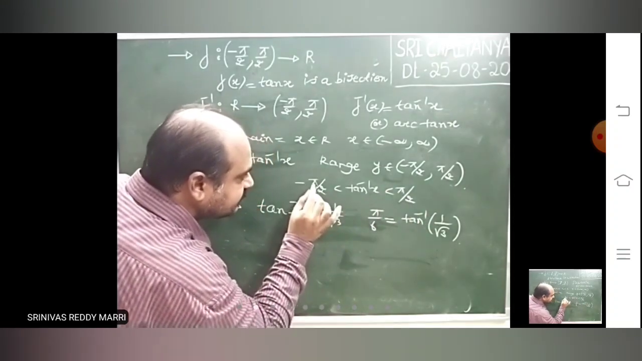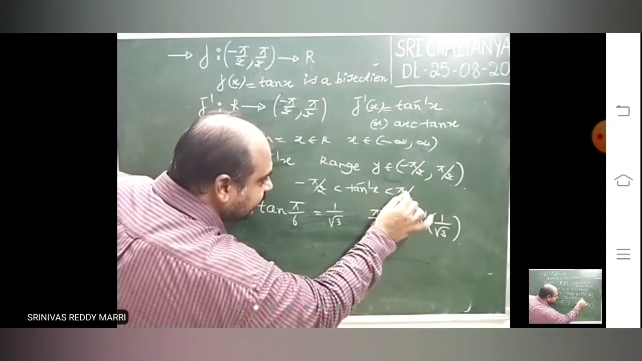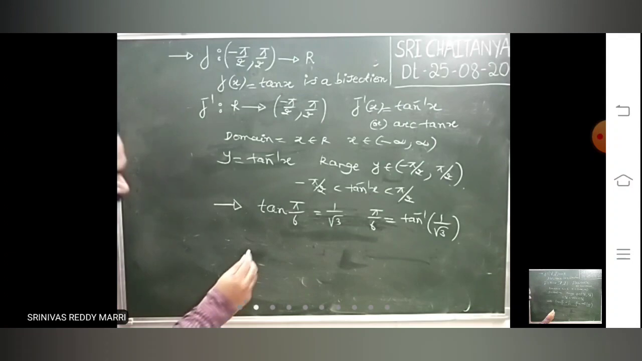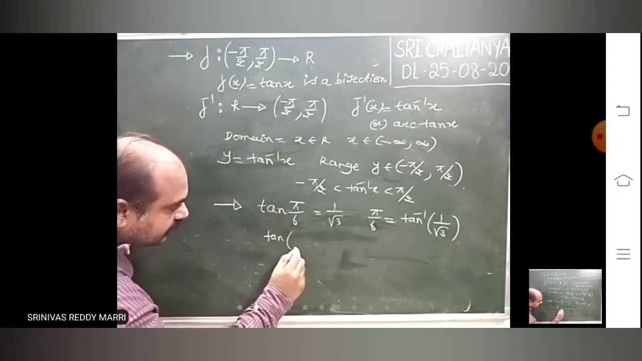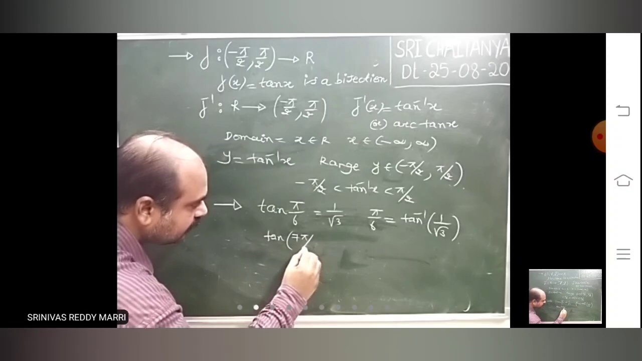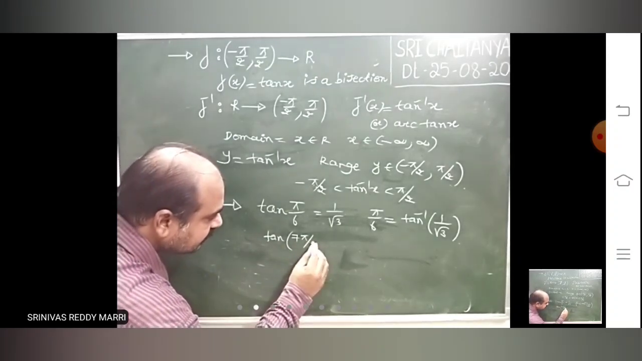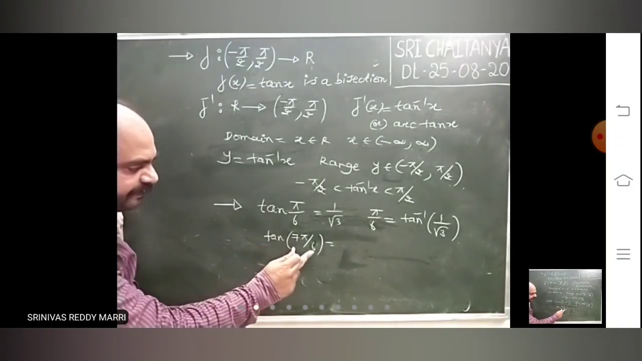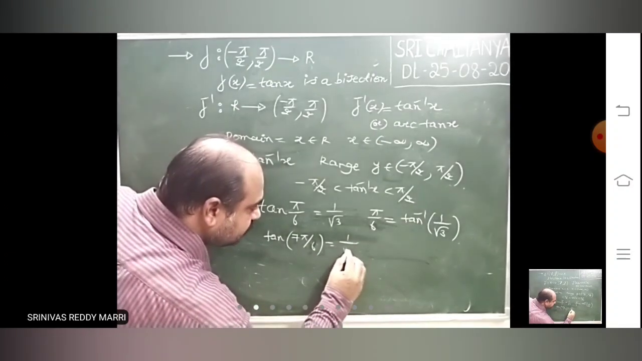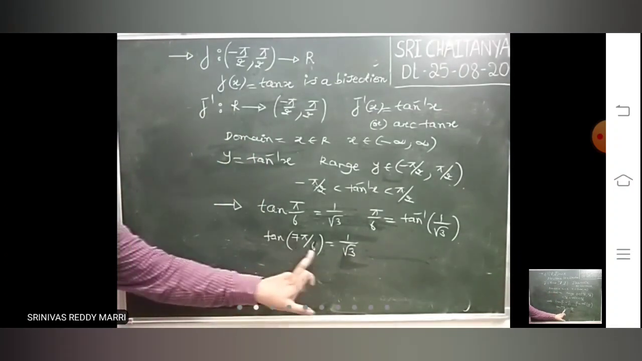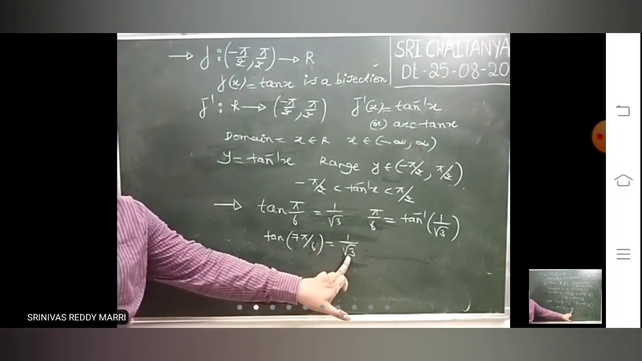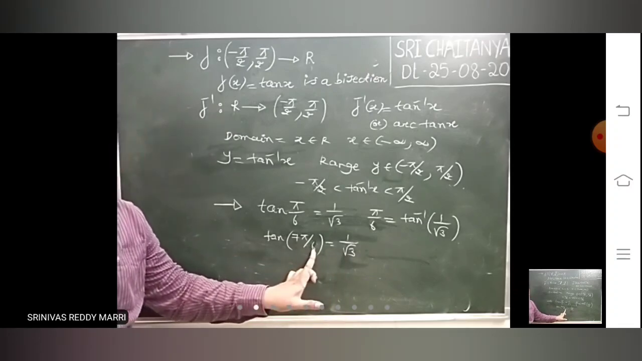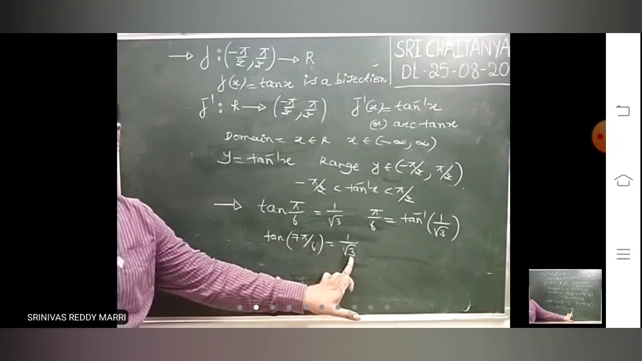This is 30 degree, and this is minus 90 degree to 90 degree. This pi by 6 value lies between these. Suppose we take another example: tan of 7 pi by 6. This is tan of pi plus pi by 6. This is also 1 by root 3. Tan of pi plus pi by 6 means tan pi by 6, that is 1 by root 3.